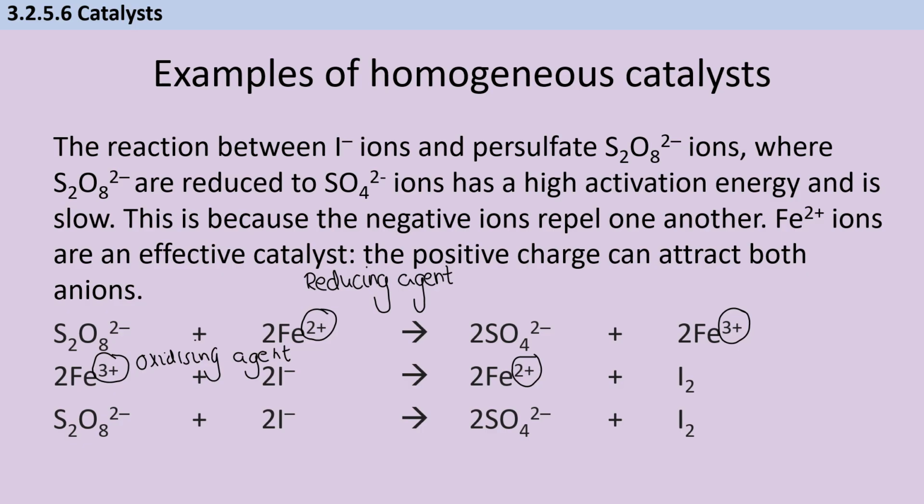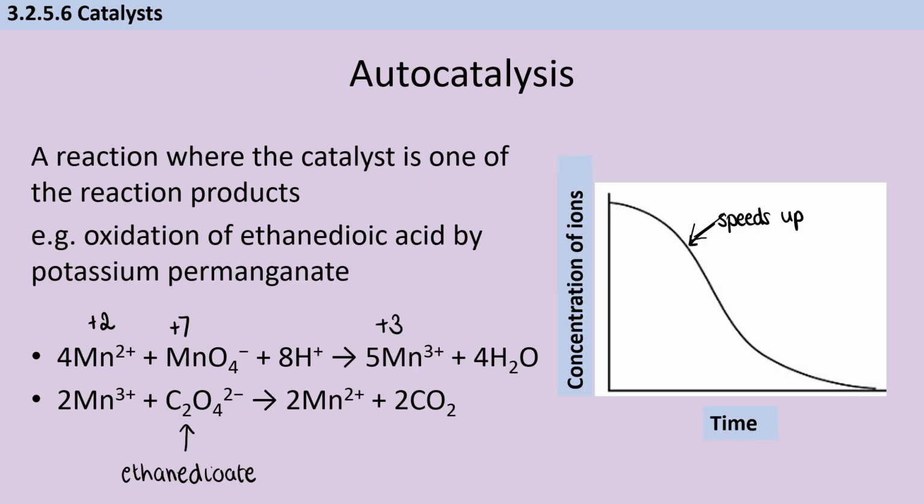So in this example, the iron 2+ ions act as a reducing agent and reduce persulfate ions to make sulfate ions, and this leads to the production of iron 3+. But then that iron 3+ acts as an oxidizing agent and oxidizes iodide ions. So we get back the original iron 2+ ions, and we also have some iodine produced. So if we remove the catalysts from this, then we get an overall ionic equation in which the iodide ions react with the persulfate ions to make sulfate ions and iodine.